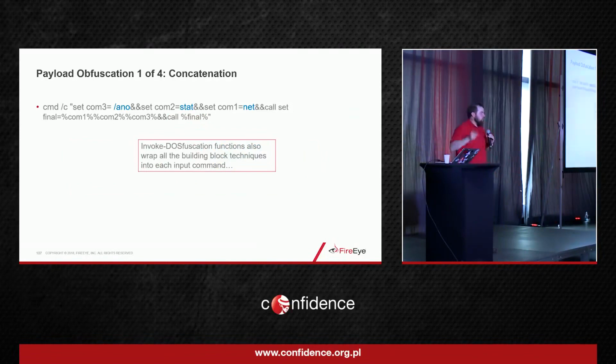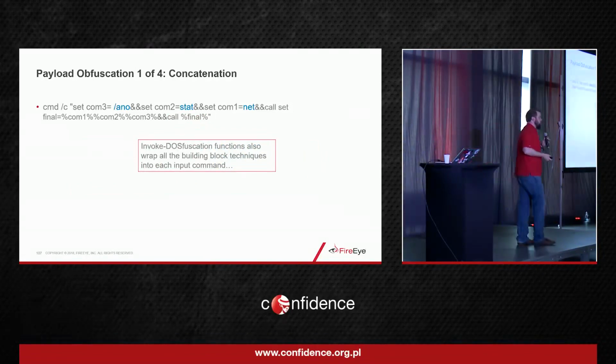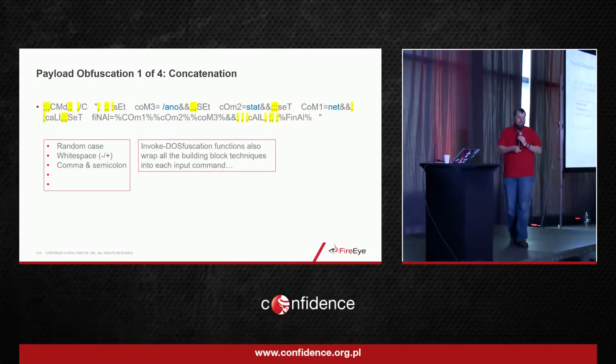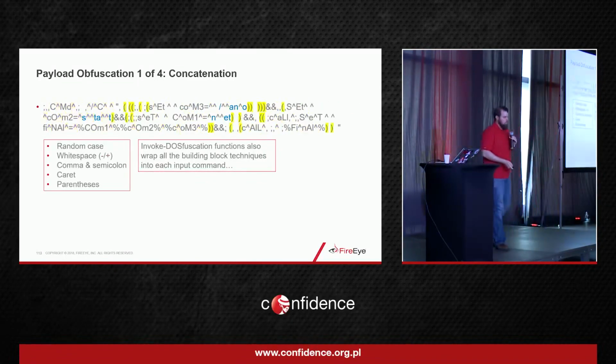So as an attacker, we just accomplished our goal, right? We are able to concatenate a command and obfuscate it without using any special characters. But if we wanted to be really evil and have fun, we could add all those things back in. Randomize the case, remove white space, add it. Let's add some commas and semicolons, carets, and then parentheses. And this command still works perfectly fine. We stack all those pieces together.